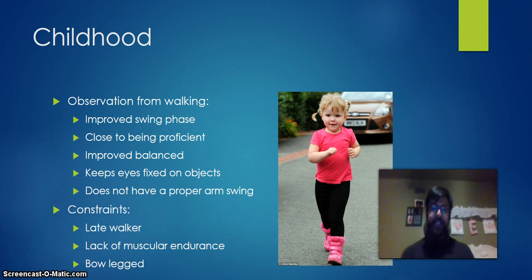One of the biggest constraints in this stage is bow-leggedness. This can actually be detected in the early childhood stage, but if it's not corrected by the time they hit the toddler stage, it can be a problem. They would have a better base of support, but in the long run, it can cause a problem to the knees, or even the hips, and that's something you want to stay away from. Surgery at that young of an age is definitely not something you want your child to go through.